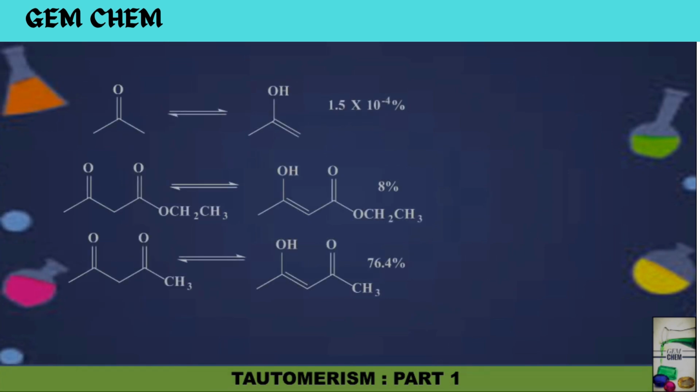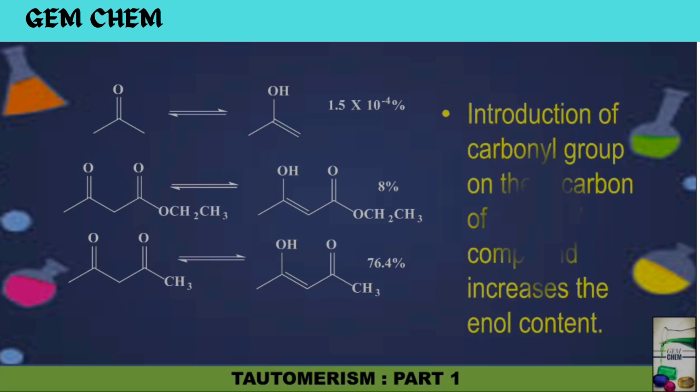Now look into this example more carefully. From here you can see that this is acetone. Along with acetone we have introduced another ketone here. Similarly here also we have a ketone, but in this particular portion we have an ester group, and here we have only a keto group. So from here we can understand that on introducing another carbonyl group on the alpha carbon of the compound, the enol content drastically increases. And if you see the difference between these two, it is too much.